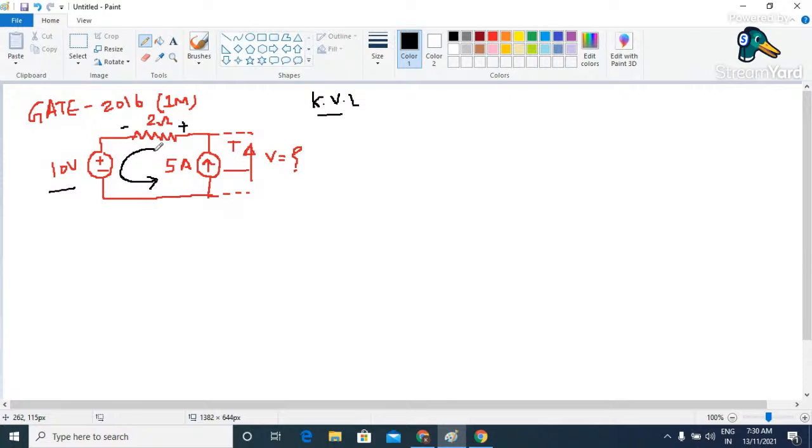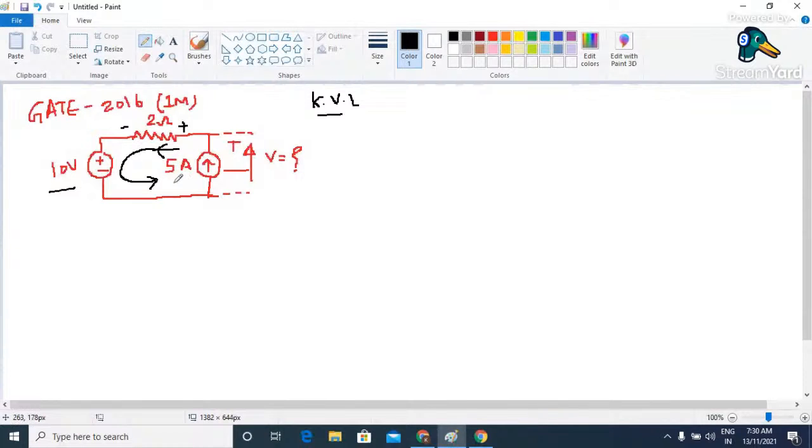Why? Because current always flows from higher potential to lower potential. So in case of a resistor, if a current flows like this, this is going to be plus and this is going to be minus. And suppose you are interested in finding the voltage developed across this particular resistor, it is simply the product of I into R. So I is 5 and R is 2, so 5 into 2 is going to be 10.